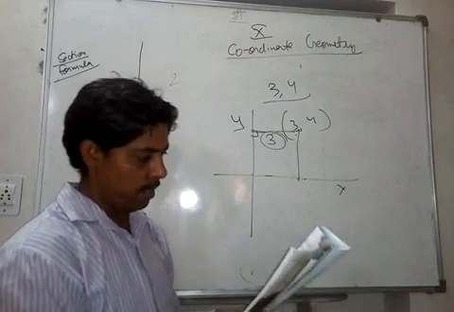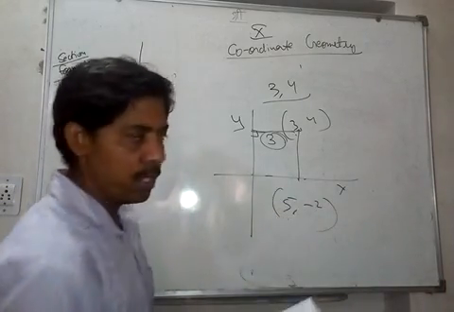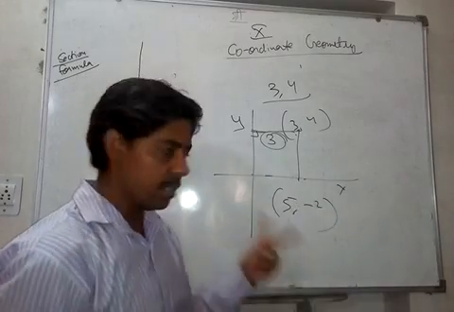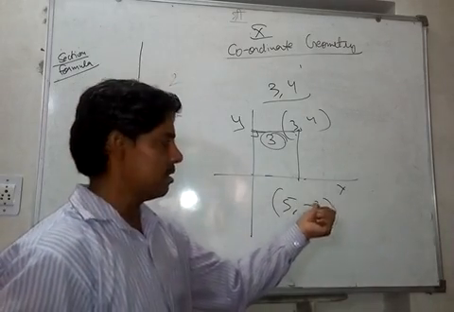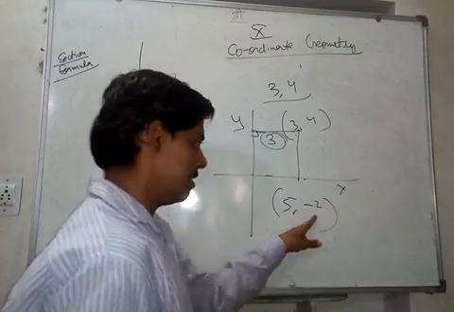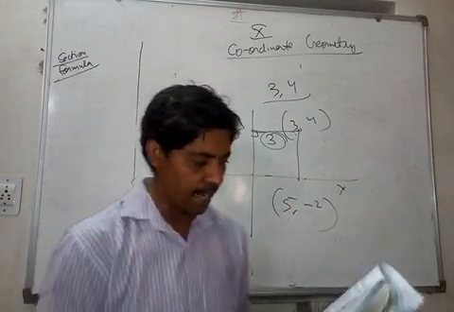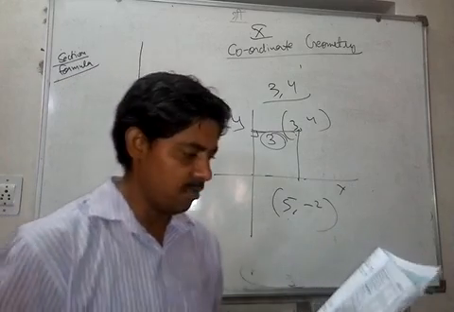Remember always. Suppose somebody asks you what is the distance of (5, -2) from the x-axis. You will write 2 units. Don't consider the negative sign. So it is 2 units away from the x-axis and 5 units away from the y-axis. So you can directly write this without using the distance formula.